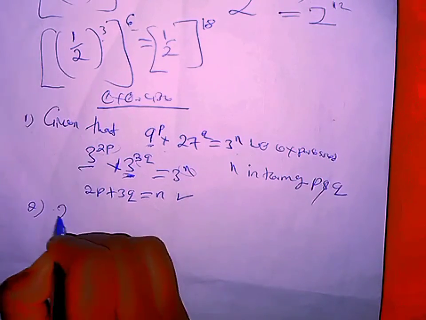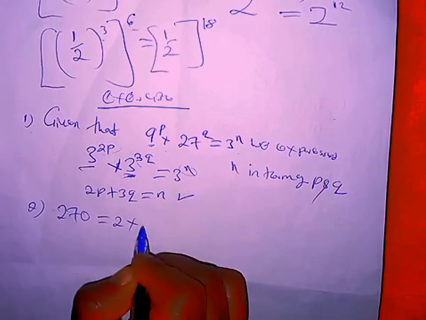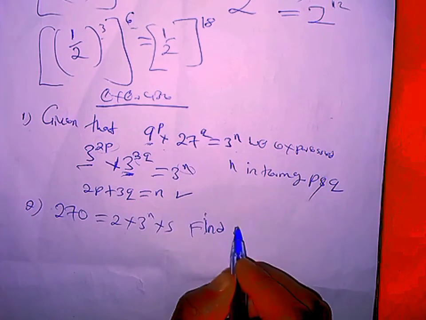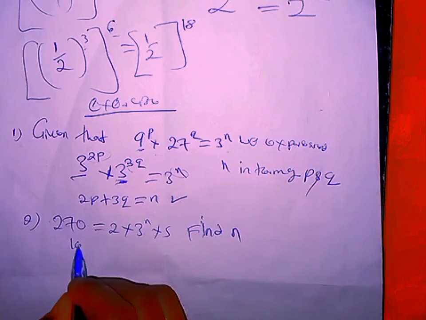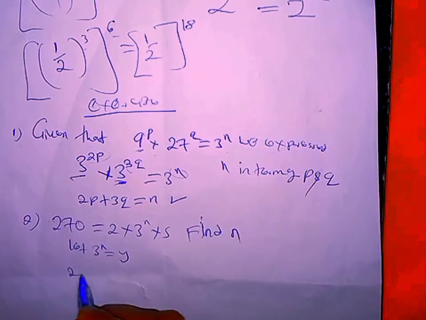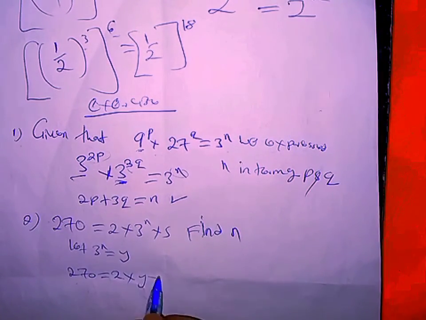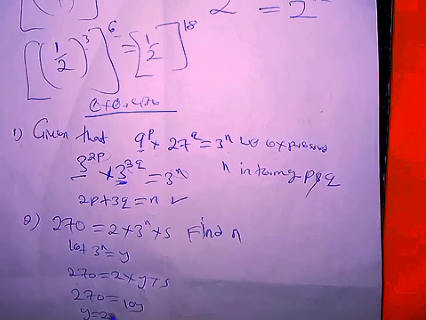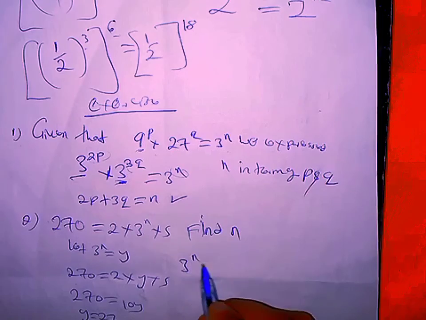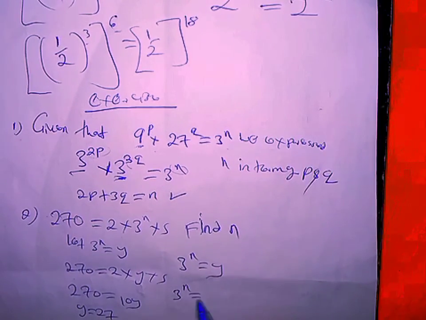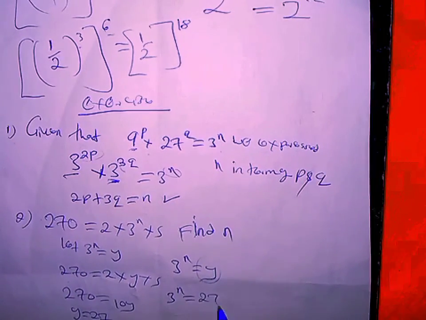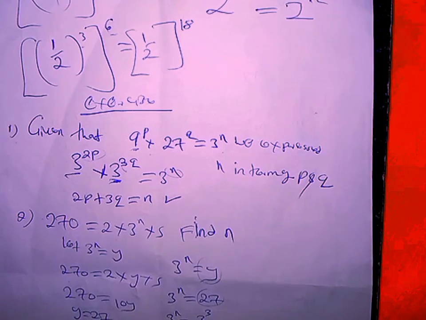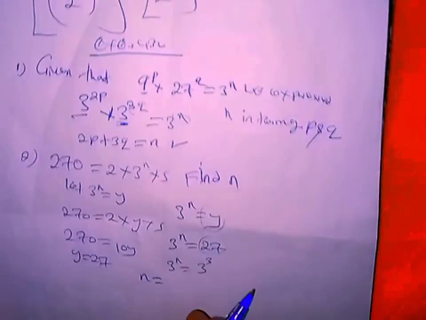Exercise number 2, we're given 270 equals 2 times 3 raised to n times 5. You find n. You can pause and try that. Let 3 power n equal y. 270 equals 2 times y times 5. Then 270 equals 10y. y equals 27. And 3 power n, we said it is y, and y is 27. So 3 power n equals 27. That is 3 power n equals 3 raised to 3.